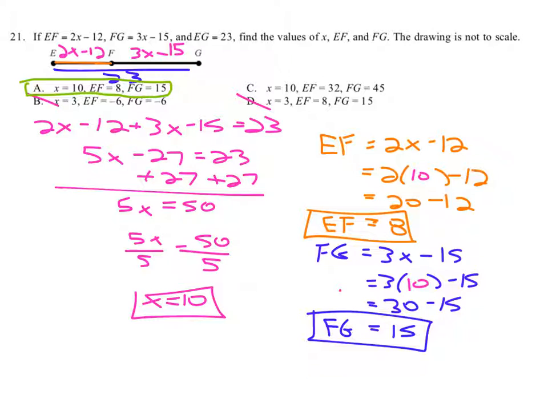And just fun fact, just to take a look at it, notice how answer B had the length of EF equaling -6 and FG equaling -6. You're never going to have a negative length. You could just look at that answer and be like, cross that one out. You cannot have negative length. Got it? Okay.